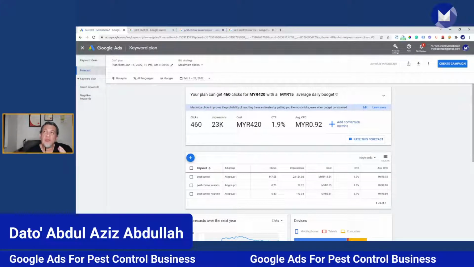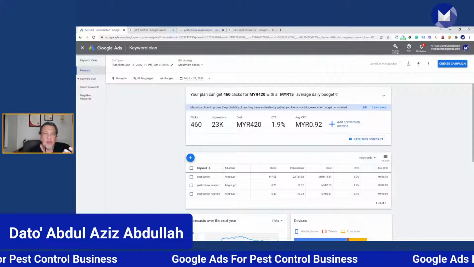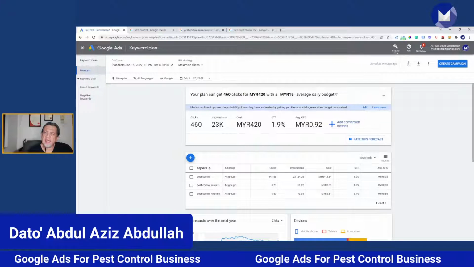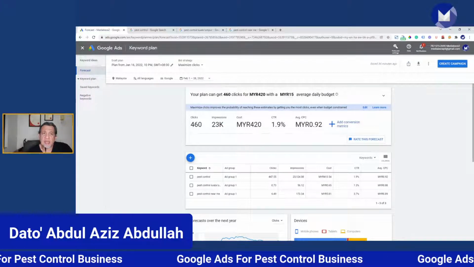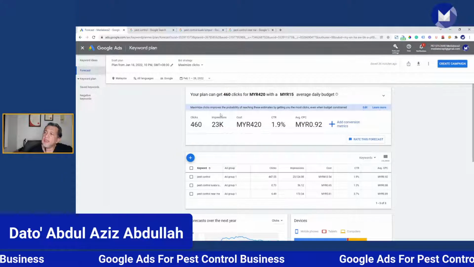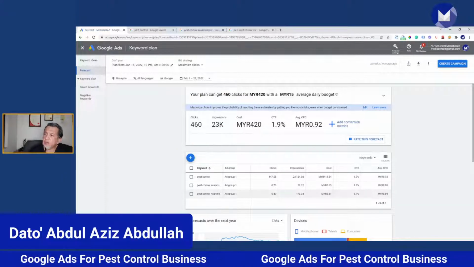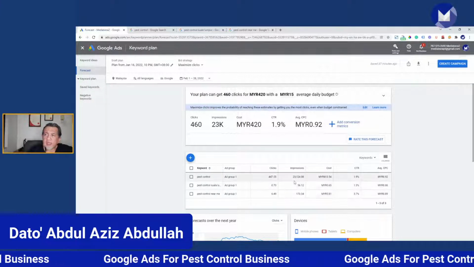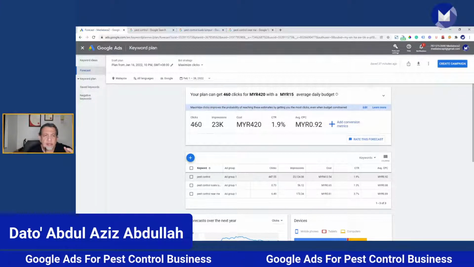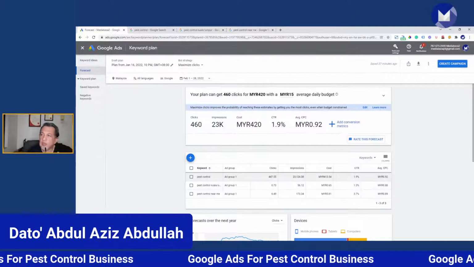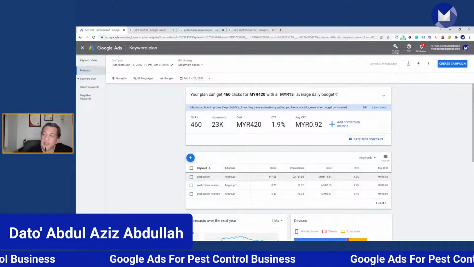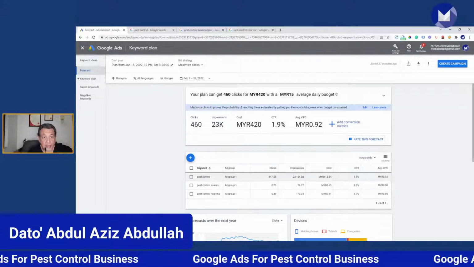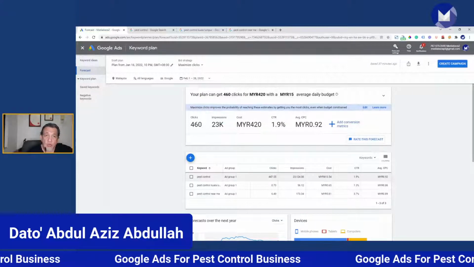So this can be used to plan our budget in our Google Ads. This is the beauty about Google. We can plan our budget and we can expect what sort of clicks we can be getting. So if we still use these three keywords, according to Google, the pest control keyword will get about 23,000 impressions. I mean, 23,000 eyeballs looking at our advertisement. And Google is expecting 447 clicks from pest control.